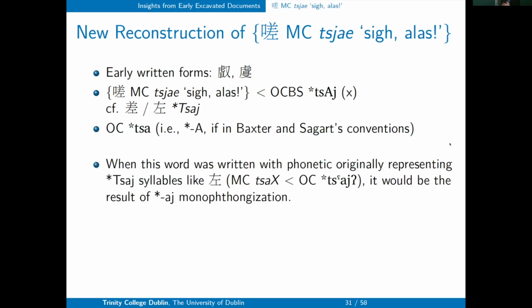So our next question is, when this word was written with a phonetic originally representing Zai syllables like zuo, cha, it would be the result of the I monophthongization. Because this word is an R word, but it used the I phonetic.